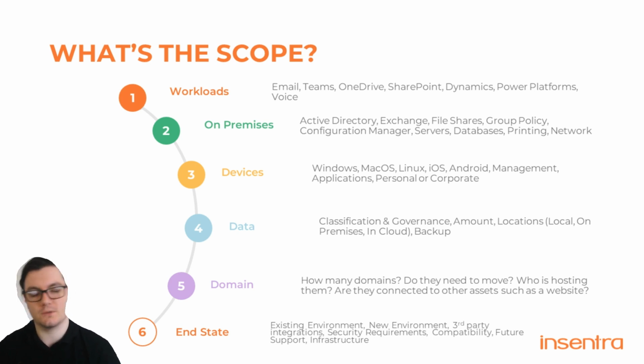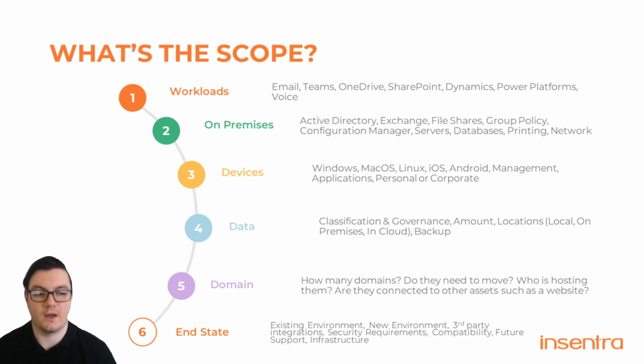So just to jump straight in, the first point of call is discovering what the scope of that engagement is going to be. So just to take it through a couple of the main points, we'll ask what workloads the company has. So that might be email, Exchange Online, some Teams, OneDrive, SharePoint, a Dynamics platform, Power Platforms, Teams Voice, anything like that that we can capture.